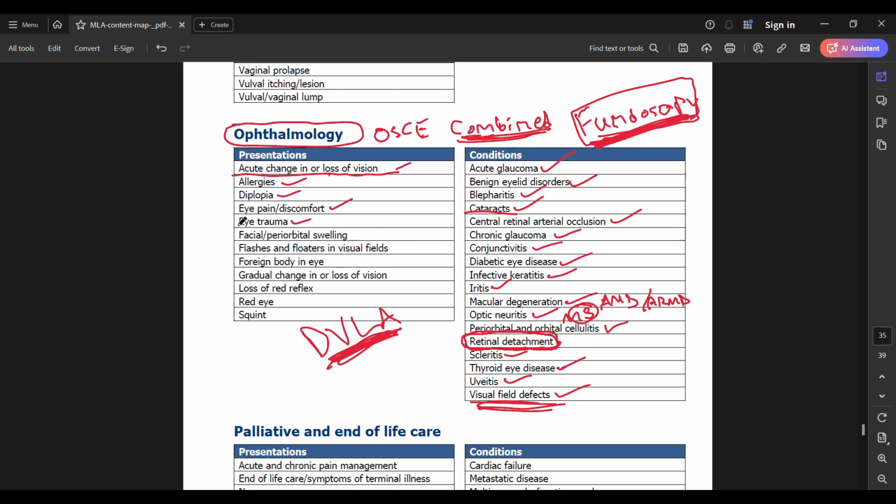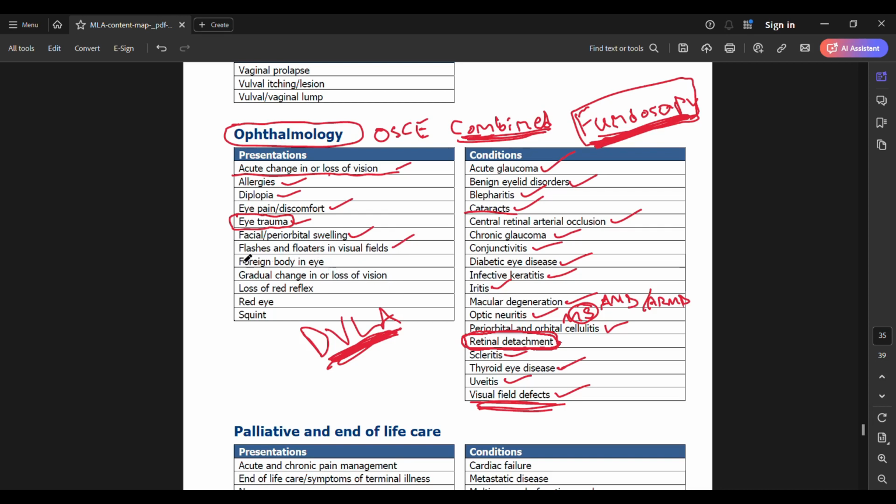Eye trauma. I haven't seen this show up in the past as much, but you should know that this could be a differential in all these different eye cases. Next, you have facial and periorbital swelling. Could show up in the case of cellulitis. Next, you have flashes and floaters in the visual fields. Retinal detachment could show up in this way.